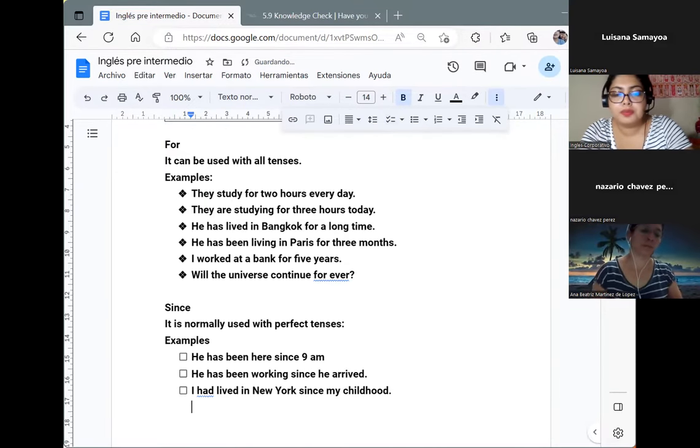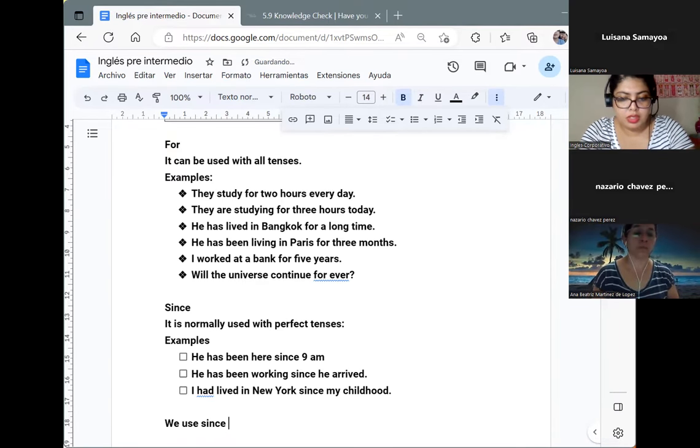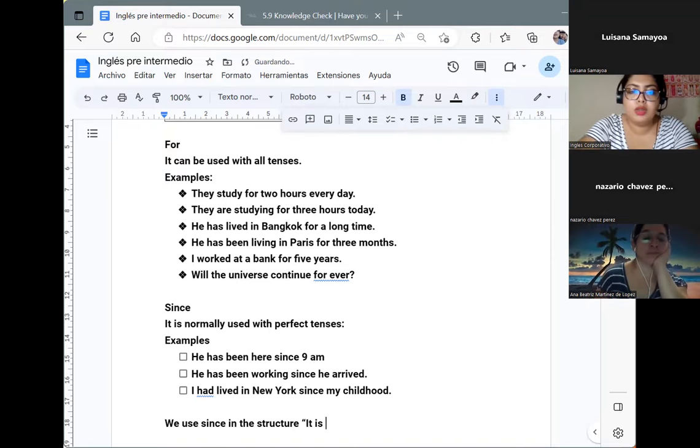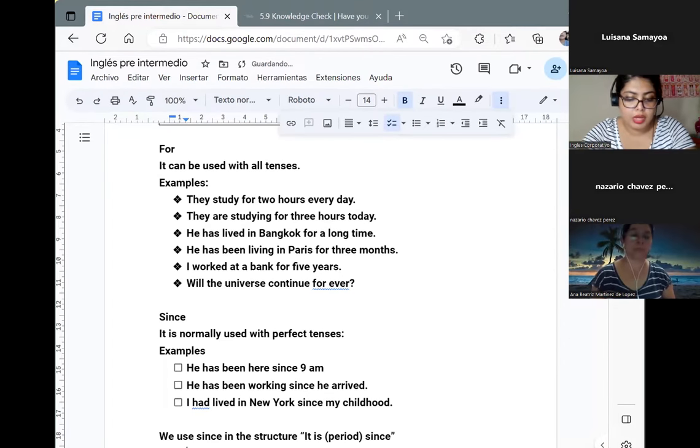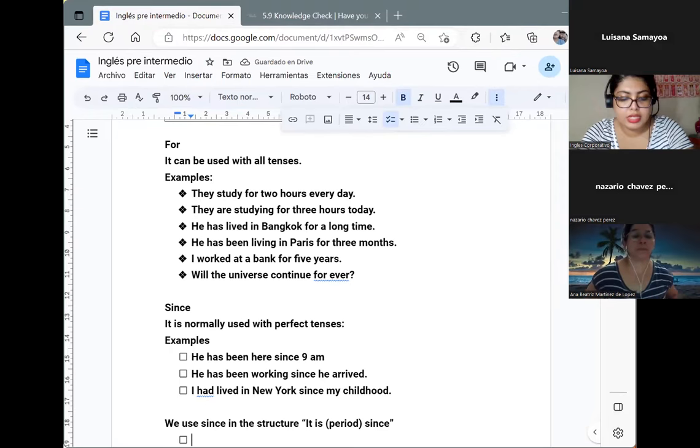And it says that we also use since with a specific structure. And the structure is, y ponemos un periodo de tiempo, since. Cuando tenemos esta estructura, vamos a poner el since. Y nos quedaría más o menos de esta forma. Tenemos por acá, it was a year since I had seen her.